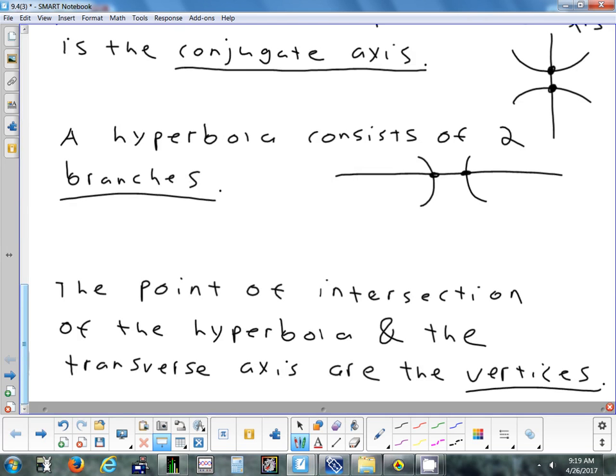So a lot of the terms are the same. Vertices, foci. You still have axes, but we name them a little differently. And all the facts about A and C are going to be the same, and I'll write that down. A is still the distance from the center to the vertex. C is the distance from the center to the focus. B, we use it, but we don't really talk as much about it, not like we did with an ellipse.